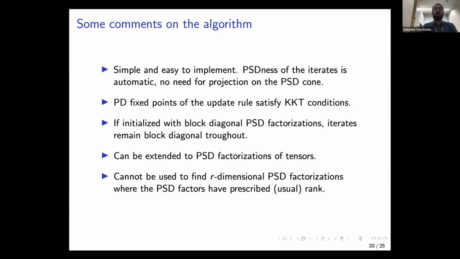And another very cool thing, which we like a lot and are trying to explore in applications, is that this algorithm also respects block diagonal PSD factorizations. Meaning that if you initialize with a certain block diagonal pattern, because you do need to initialize, this pattern is going to remain an invariant throughout the execution of the algorithm. So this allows you to calculate block diagonal PSD factorizations, which are relevant in quantum and for various reasons.